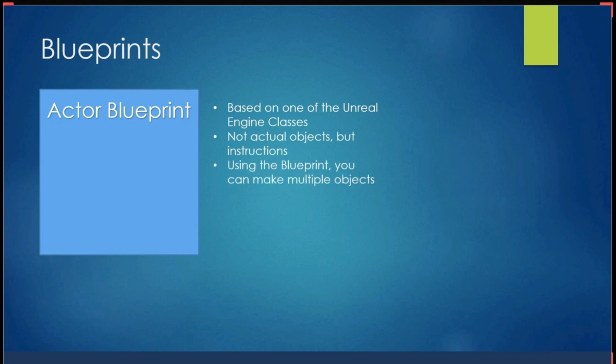So let's go further. But we don't say that the blueprint is the actor. We actually make an instance of the blueprint actor. So using a blueprint, you can make multiple objects that are of the type of the blueprint, of course. So we may have an actor blueprint, and based on the actor blueprint, we can create an actual instance of actor classes.